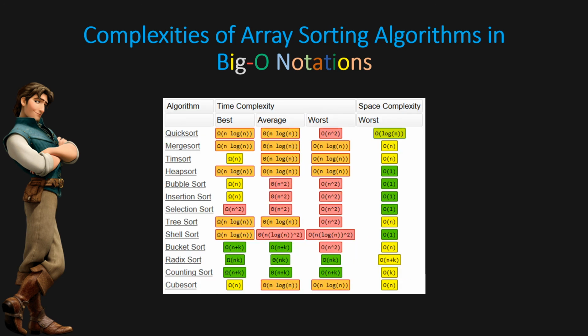Here is some reference for complexities of array sorting algorithms in Big O notation. We know there exist a lot of sorting algorithms, like quicksort, merge sort, tim sort, heap sort, etc. So from this chart, we can select the sorting algorithm which needs to be used in our program, based on which is the best one.